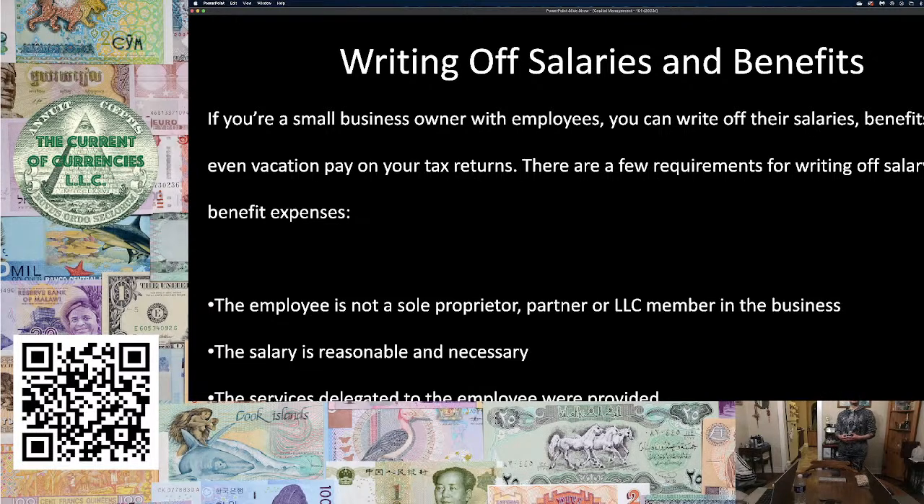The employee can't be a sole owner, partner, or LLC member in the business. Let's say me and Ricky had an LLC and you were our employee. I couldn't write off Ricky, but I could write off you. That's what it comes down to.